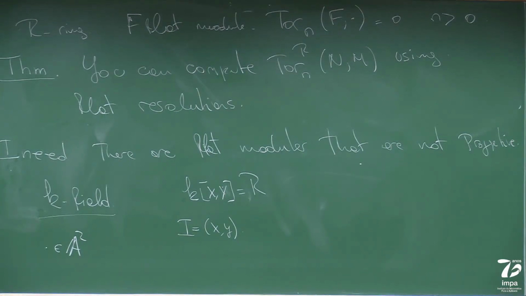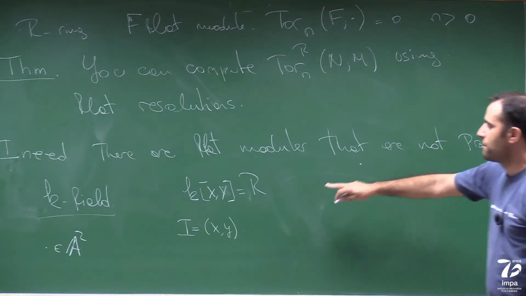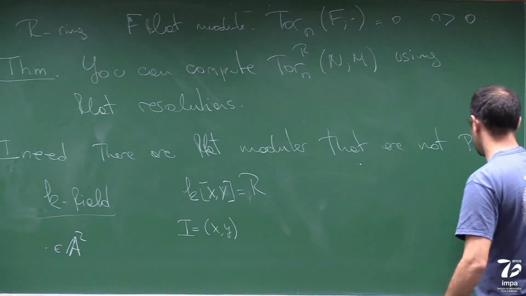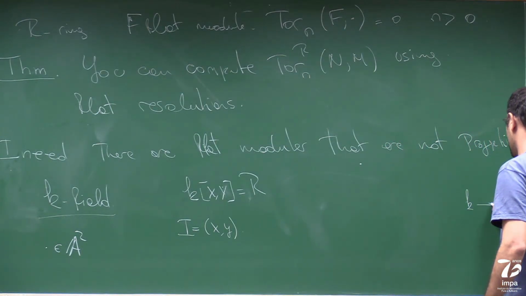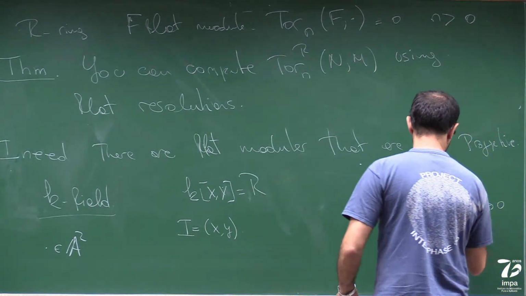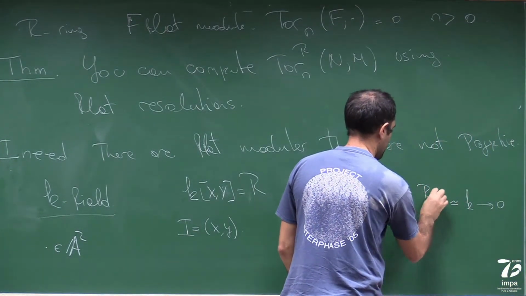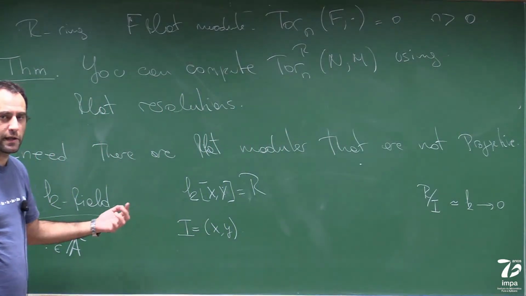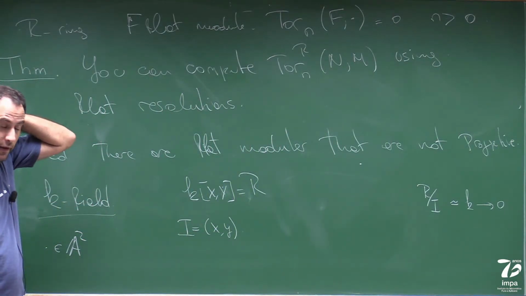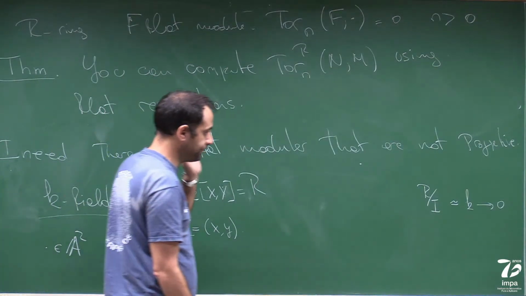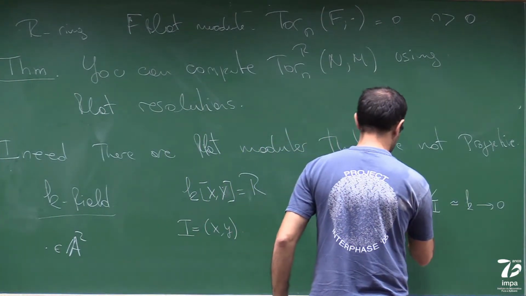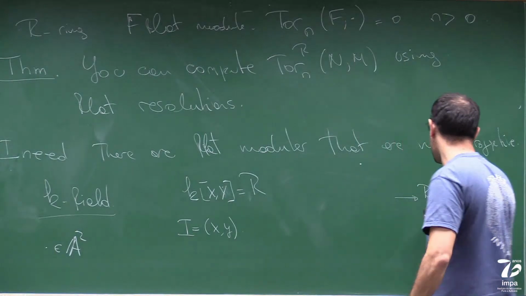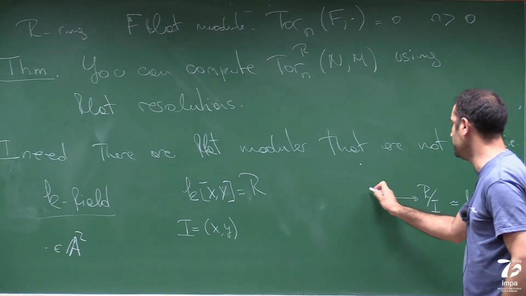So of course, if you look at R divided by I, this is just a field. The ring is commutative, and this ideal is a two-sided ideal, so I don't need to worry about ordering here. But what I want is to get a projective resolution of this.